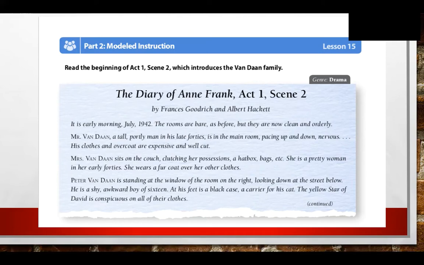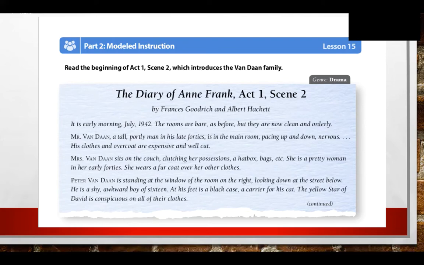Peter Van Daan is standing at the window of the room on the right, looking down at the street below. He is a shy, awkward boy of 16. At his feet, a black case, a carrier for his cat. The yellow Star of David is conspicuous on all of their clothes.